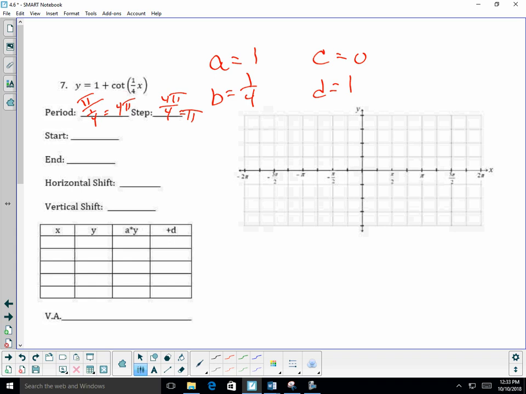To find my start, cotangent is like all the other ones. I'm going to take whatever's in the parenthesis, which is this 1/4 x, and I'm going to set that equal to 0. And when I do that, I end up with x is equal to 0. Then to find my end, I'm going to take that 1/4 x. At this time, I'm going to set it equal to pi because remember the period for cotangent normally is just pi. When I do that math, I end up with x is equal to 4 pi. So my start, I said I start at 0. My step says I go up by pi. So I'm going to fill in this chart here.